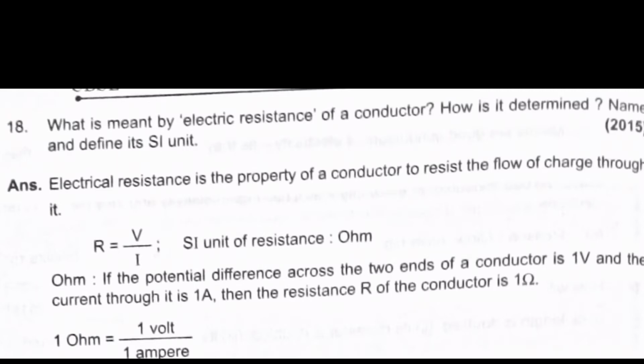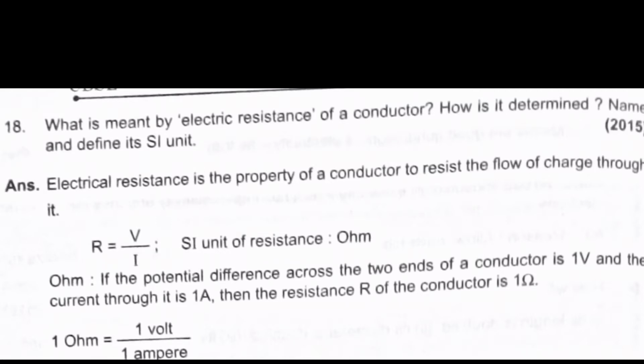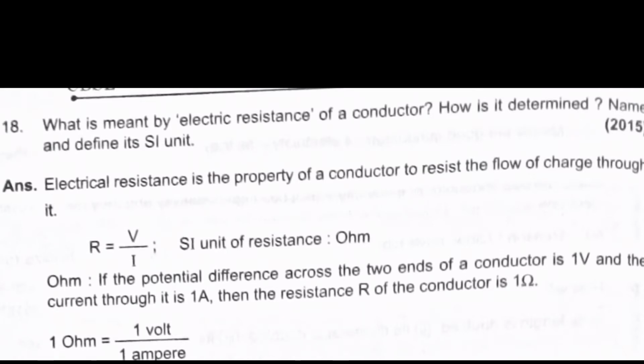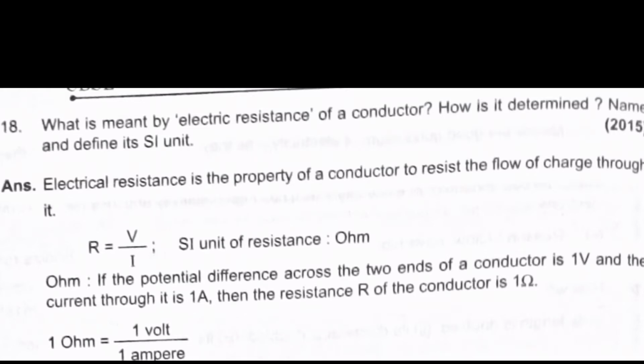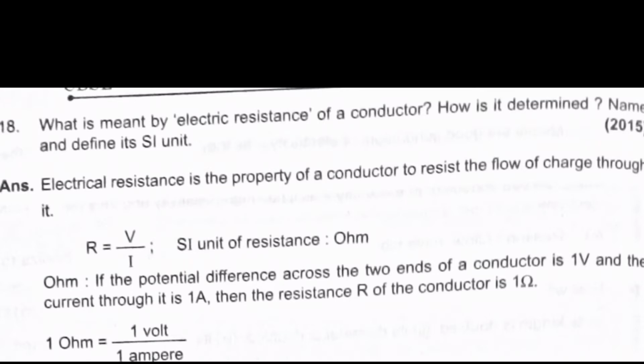And what is the SI unit of resistance? That is Ohm. Now we have to name and define its SI unit. So we know that the SI unit is Ohm, and how can we define it? Suppose V is equal to 1 volt and I is equal to 1 ampere, then what will be the resistance? Then we can define it as, if the potential difference across the two ends of a conductor is 1 volt and the current through it is 1 ampere, then the resistance of the conductor is 1 ohm. So 1 ohm is equal to 1 volt by 1 ampere. Is it clear?